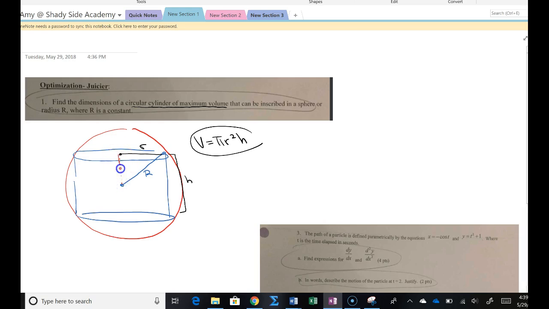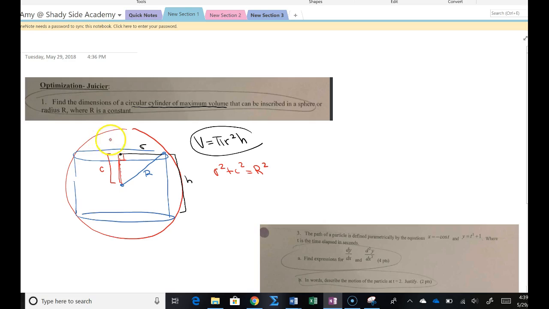So this distance I just dotted, this red distance, do you see how this is exactly half of h, right? And I'll call this distance here c, okay? You see how r squared plus c squared equals capital R squared. You have to keep in mind here that capital R is a constant. So what I want to do here is incorporate this constraint, because capital R is the radius of this sphere, right?